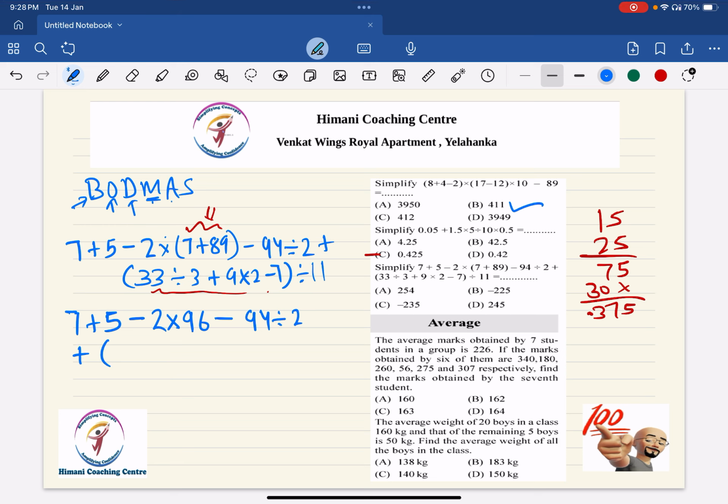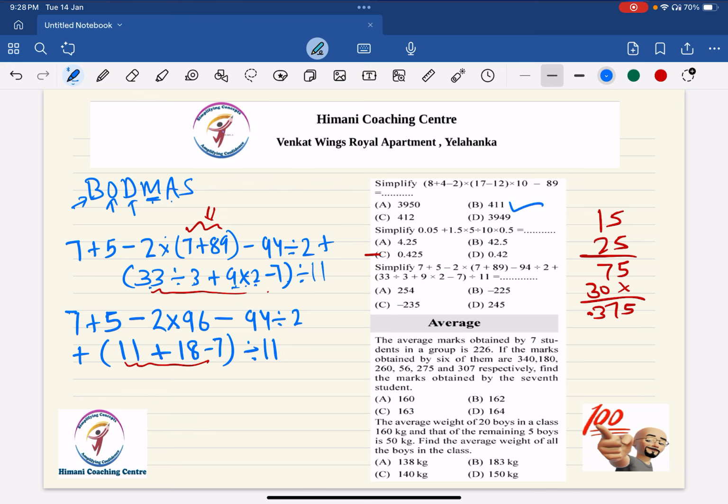Now let us solve this bracket. 33 divided by 3 will give me 11 plus now 9 into 2 minus 7. So first multiplication, 9 into 2 is 18 and minus 7 divided by 11. We still have to solve this bracket. Okay. Now 11 minus 7 is 4. 4 plus 18 is 22.